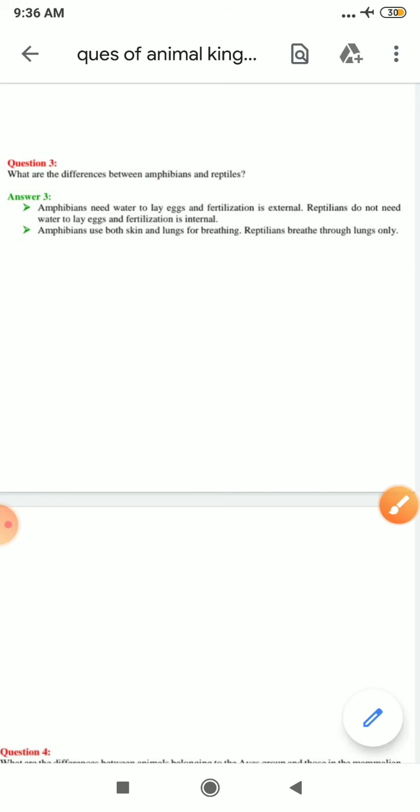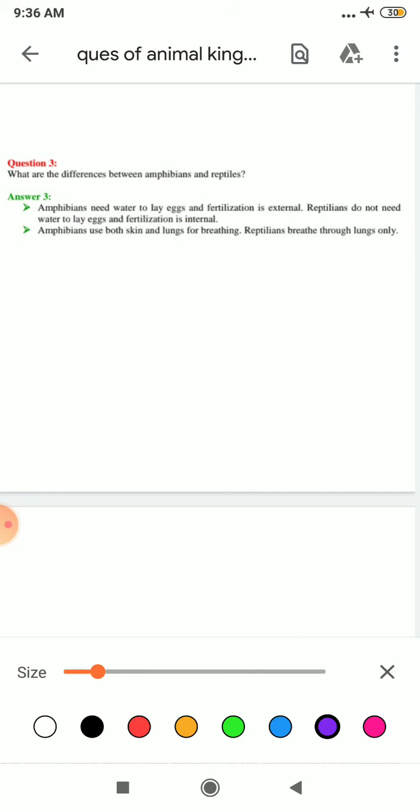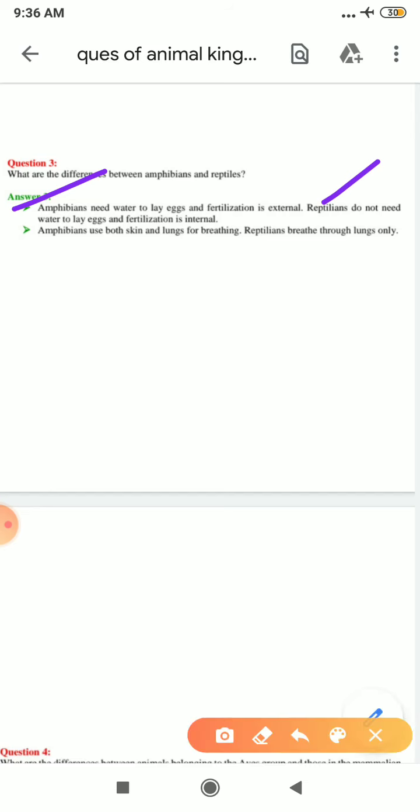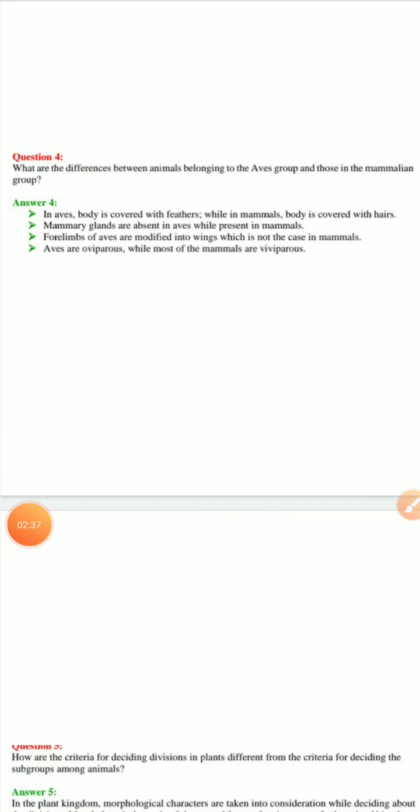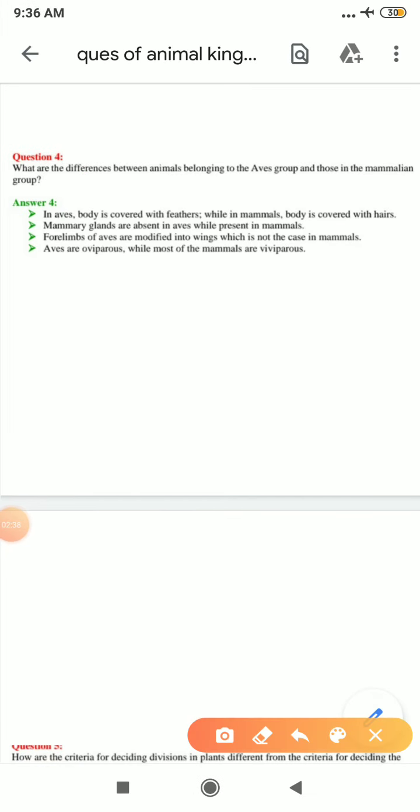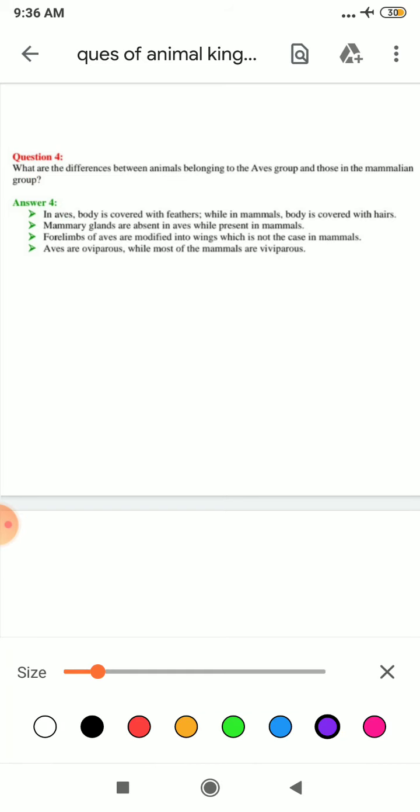Okay, so I hope that you have got a clear-cut idea of how the members of amphibians differ from the members of reptiles. Okay, next, students, what are the differences between animals belonging to the Aves group and those in the Mammalia group? Now they are asking about the difference between the Aves group and the Mammalia group.